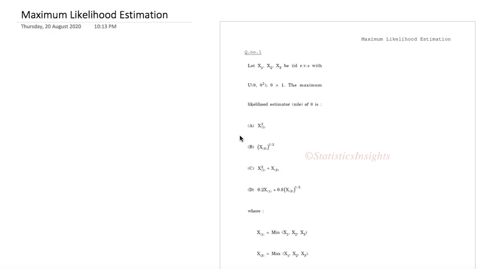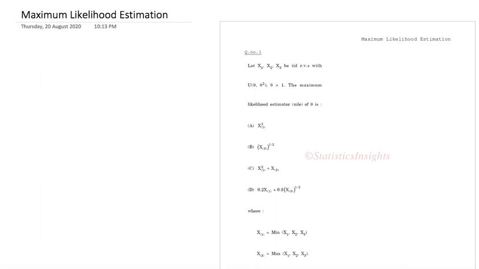So today in this lecture we are going to solve some problems of maximum likelihood estimation. In question number 1, there are three random variables which are IID random variables following uniform distribution with theta and theta square. The question asks us to determine the maximum likelihood estimator of theta.